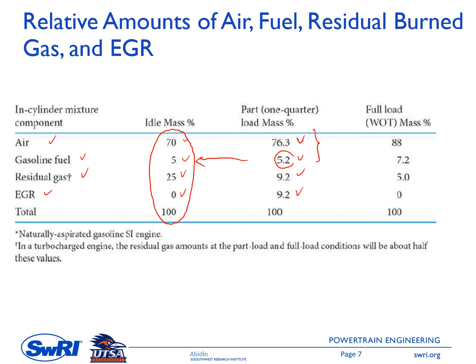At the full load condition, we minimize the EGR. So in this case, we have 0% EGR, and then we have a slightly richer mixture. And then the residual is usually low, only 5%.